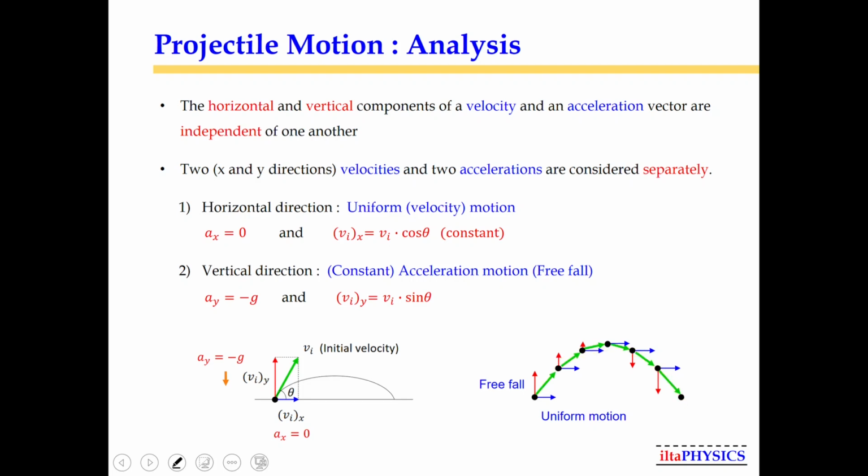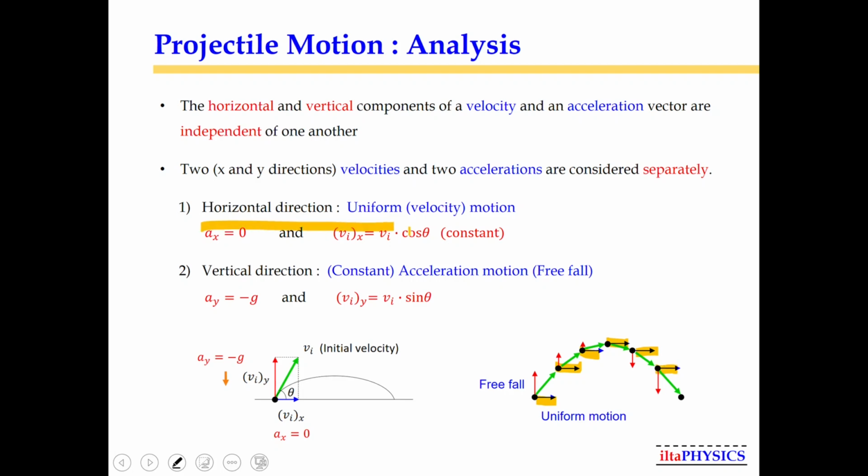Each of those green velocity vectors can be broken down into a blue vector along the x-axis and a red vector along the y-axis. As you can see in the diagram, the blue vectors, which are the x-direction components, all have the same length, meaning that the horizontal motion is uniform.